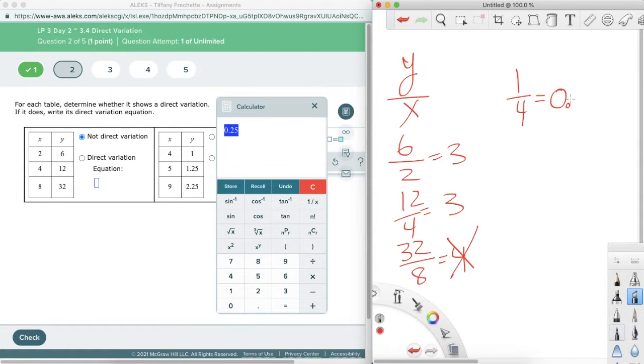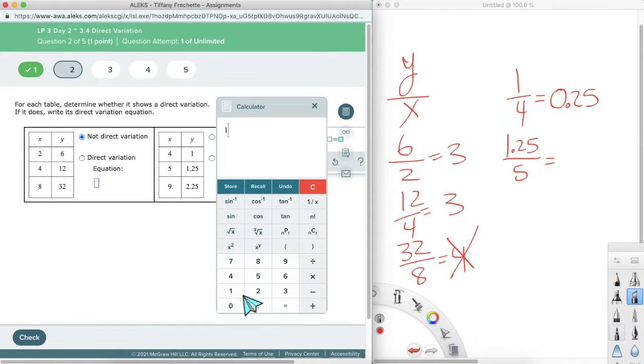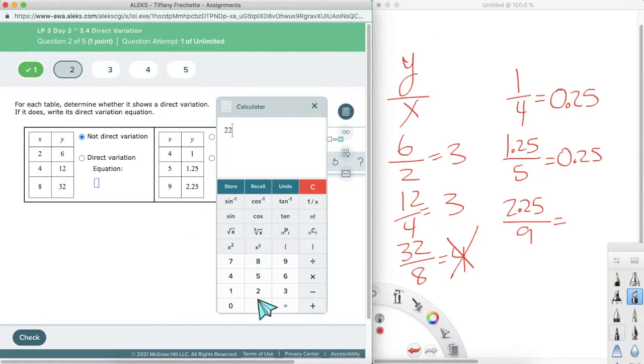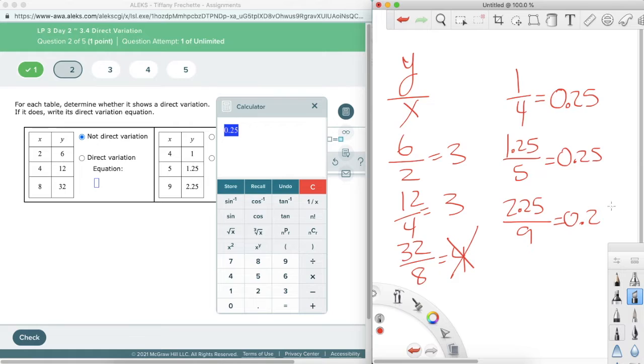So 0.25. The next one is 1.25 for y and 5 for x. So 1.25 over 5, or divided by 5. 1.25 divided by 5. All right, so we're matching so far. Again, don't stop. We need to make sure that all three are matching. So I had 2.25 and 9. 2.25 divided by 9. Whoops, I wrote 22. I accidentally grabbed too many 2's there. All right, look at that. We do, in fact, have the same ratio here, or the same number.